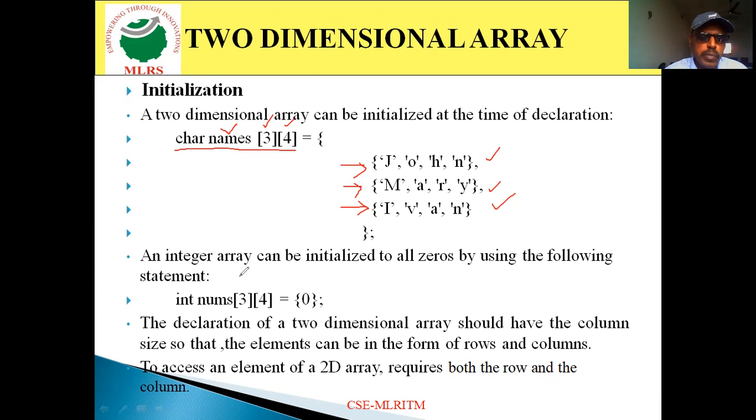Now in a 2-dimensional array, it is also possible to initialize zeros to all the values. Look at this example. Now I am declaring int num of 3, 4 equal to 0. I am initializing the value 0. When I specify a statement like this, that indicates I am initializing all zeros to the array variable nums. 3 rows and 4 columns are totally filled with zeros. This is the way we declare and initialize the 2-dimensional array.